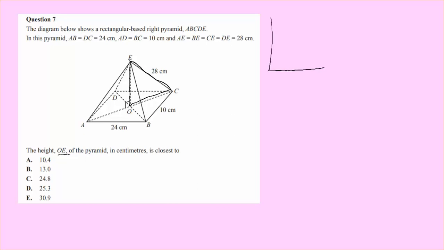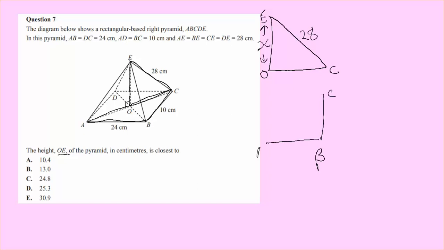So I'm just going to draw that there. E, O, C. And I know that's 28, and that's what I want to find out. I'll call it X. I don't have OC either, but I can find OC out. I'm going to use this triangle here. I'm going to draw that here. C, B, A. This is 24. This is 10. So I'm going to use Pythag to find that out. 10 squared plus 24 squared. Take the square root. So AC equals 26.